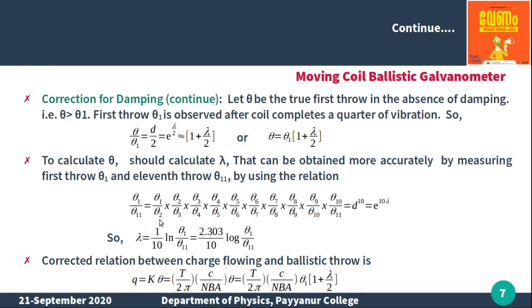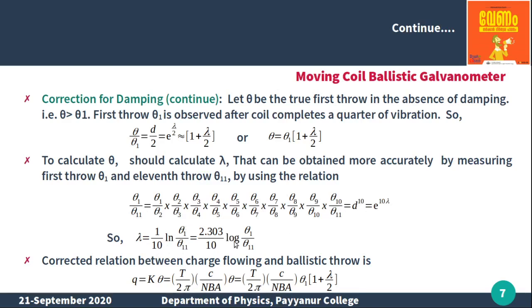That means these are all D's. D into D into D into D, 10 D's. D raised to 10. D is e raised to lambda, so D raised to 10 means e raised to 10 lambda. So you take a logarithm on this side. ln of theta 1 by theta 11 is 10 lambda. So lambda is equal to 1 by 10 ln of theta 1 by theta 11.